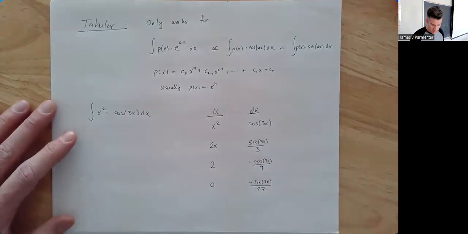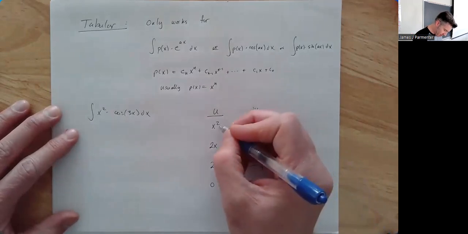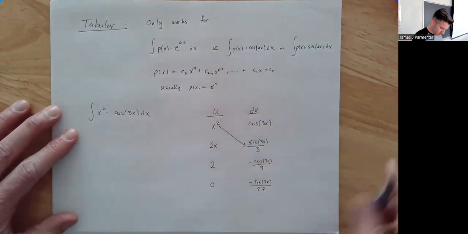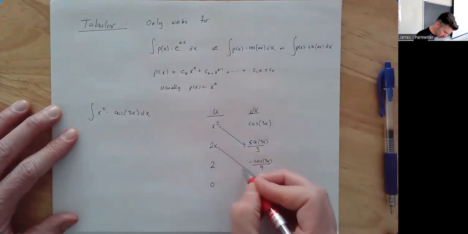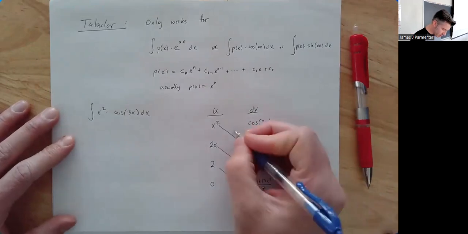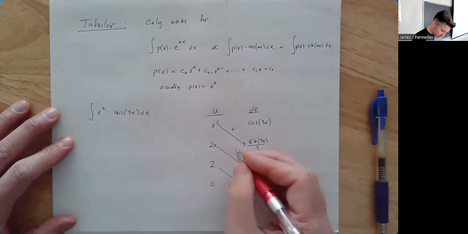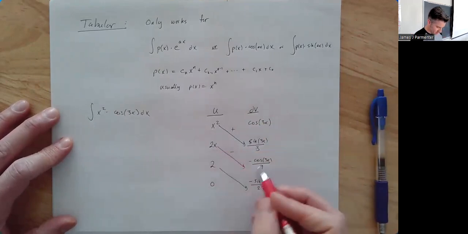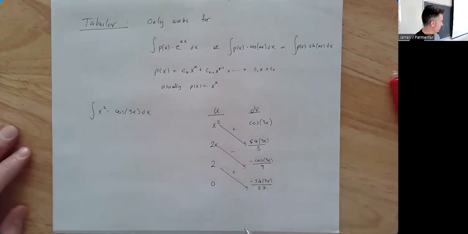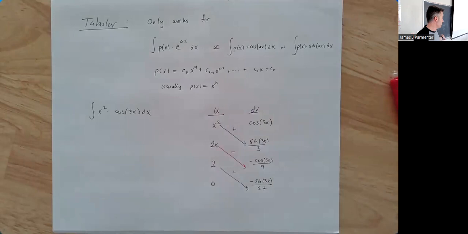Then we take the upper leftmost u and multiply it by the thing that's diagonally down to the right, and we just keep doing that. So it's plus x squared times sine of 3x over 3, minus 2x times negative cosine of 3x over 9, plus 2 times negative sine of 3x over 27. So it's just plus, minus, plus, minus until you get to the end.